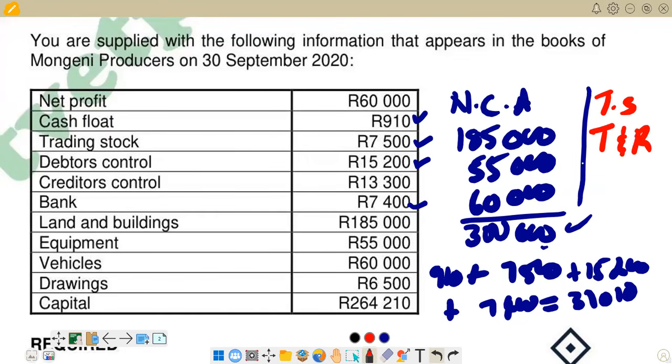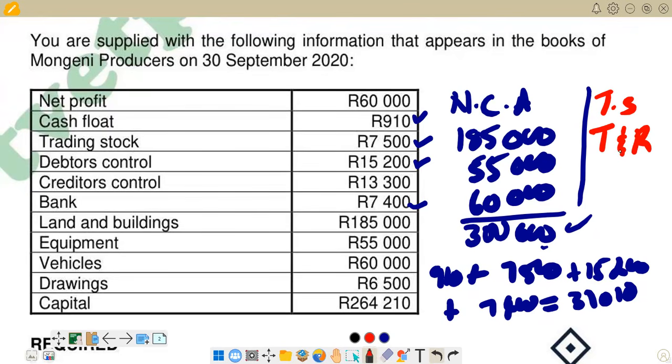Basically, for trade and other receivables, we are going to take the figure for debtors control, and other receivables that can be there. For other receivables, we can have prepayments of expenses. We include them under trade and other receivables if they are there in the question. And of course, also accruals of income, if they are there in the question, we can include them under trade and other receivables.